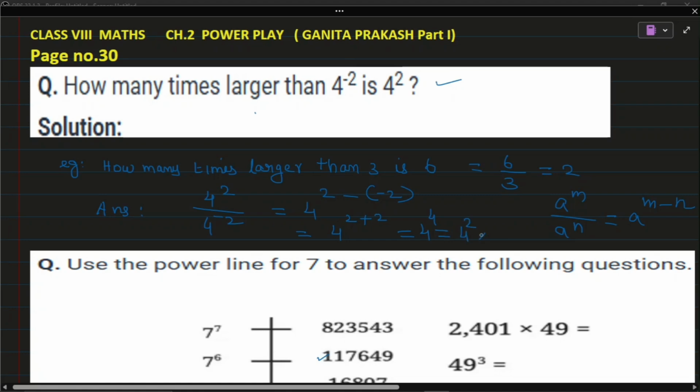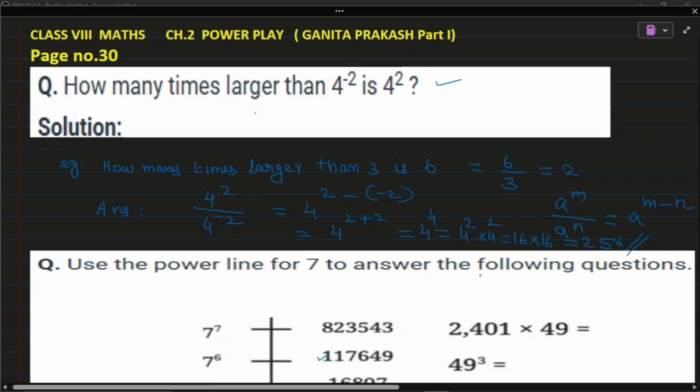This answer, 4 raised to 4, if you want you can write 4 squared into 4 squared, that is 16 into 16, that is 256. That is the answer. 4 raised to 4, otherwise you can find by 4 into 4 into 4 into 4. That is 4 into 4, 4 squared, again 4 into 4, 4 squared. That becomes 16 into 16, that is 256. That is the answer.